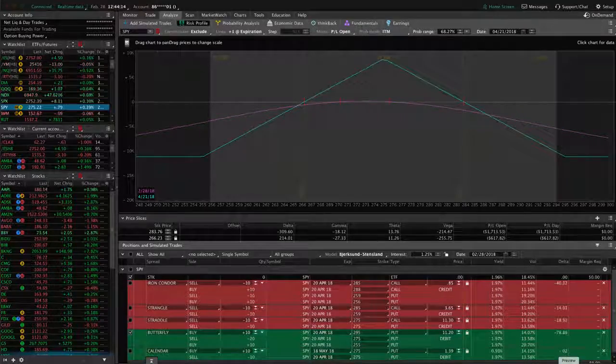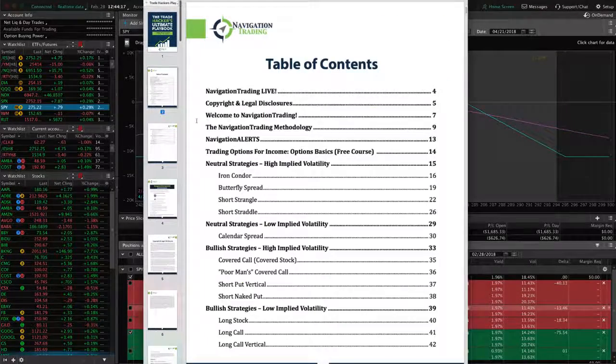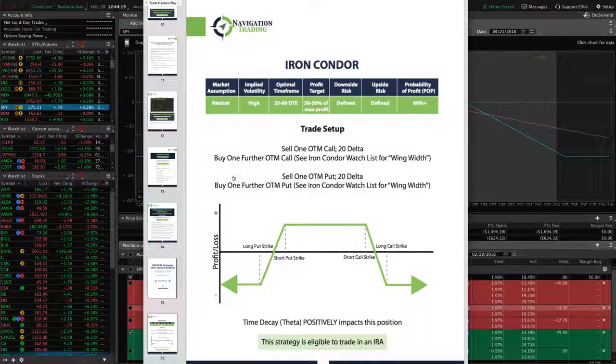Going back to the ebook, let's take a look at income strategy number 4. And that strategy is an iron condor. Now, an iron condor is one that a lot of newer traders start with because you can get wide away from price. You can build a nice wide range to profit in, but you're also defining your risk. So just like the others, our market assumption is neutral. So we want price to stay in a specific range. We want to enter when implied volatility is high, between 30 and 60 days to expiration. We're targeting max profit of 30 to 50%. And remember, our downside risk is defined, our upside risk is defined, so we'll know exactly what that is before we even enter the trade.